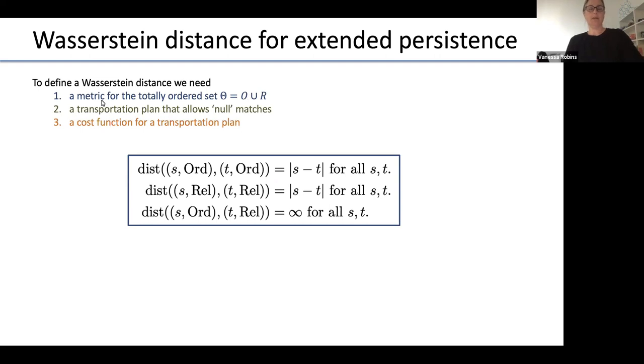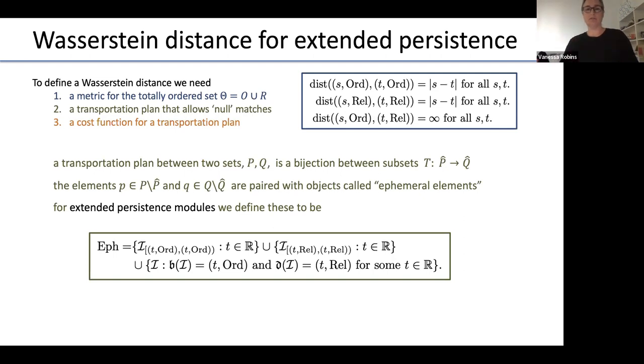So we start by looking at the distance between our endpoints. And this is really exactly what you would imagine. It's just the real number difference between the real number values. So if the two coordinates we're comparing are both in the ordinary part of the parameter space, it's just the distance between S and T. If they're both in the relative part of the parameter space, it's their distance. And if we try and compare an ordinary with a relative thing, it's going to be infinite, okay? So that is hopefully sensible and natural to you.